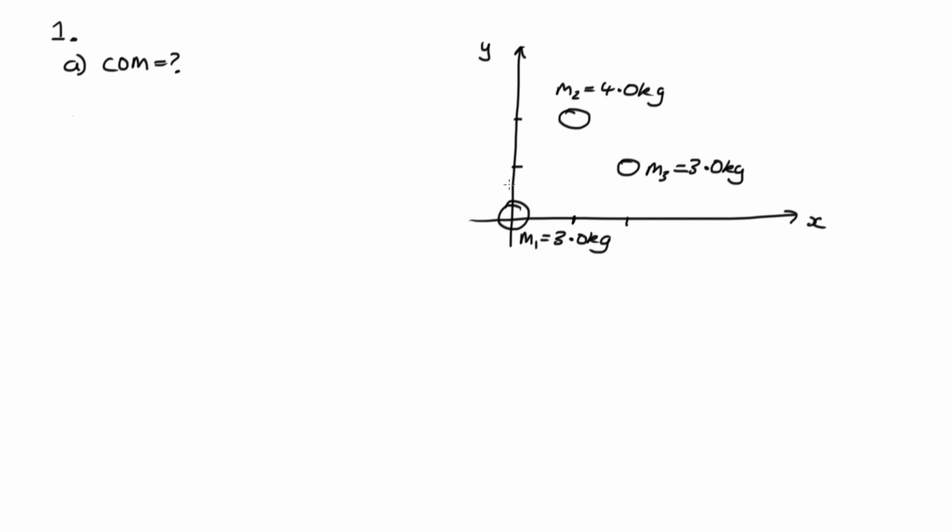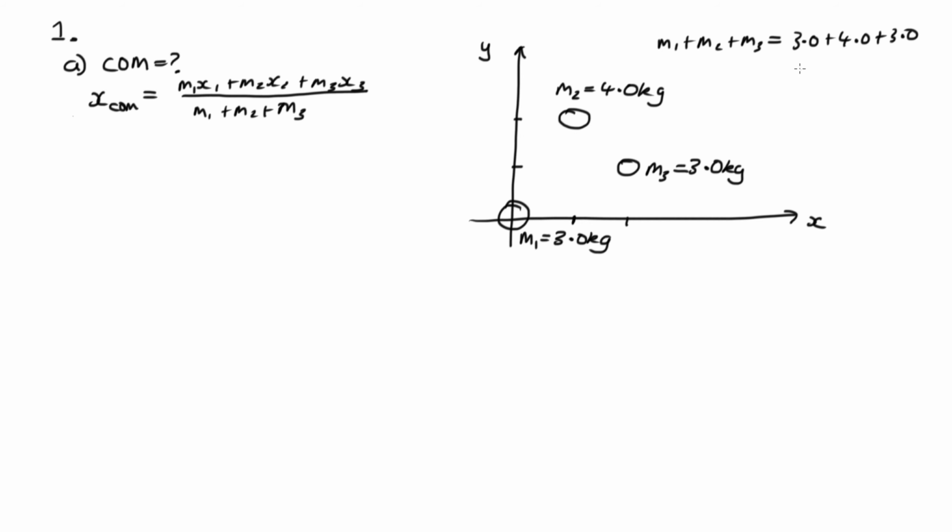Now, it's easiest to do this by considering the x coordinate of the center of mass and then the y coordinate of the center of mass. So because we've got these 3 particles, this is going to be m1x1 plus m2x2 plus m3x3 all over the total mass, which is m1 plus m2 plus m3. Now we're going to need to use this total mass quite a lot, so let's just calculate it over here. M1 plus M2 plus M3 is equal to 3 plus 4 plus 3, which is equal to 10 kilograms.